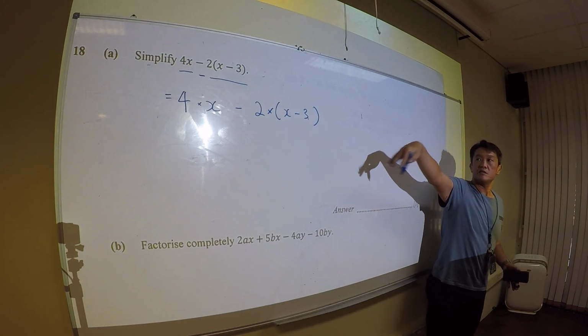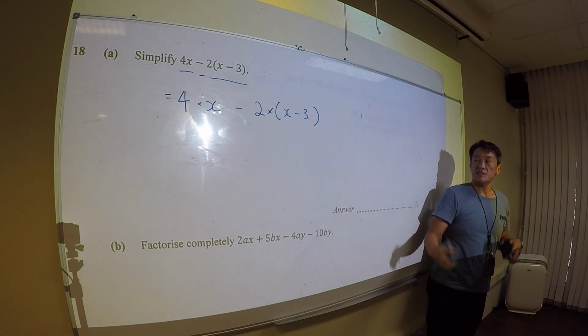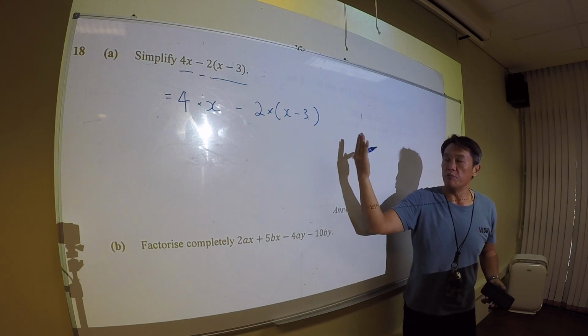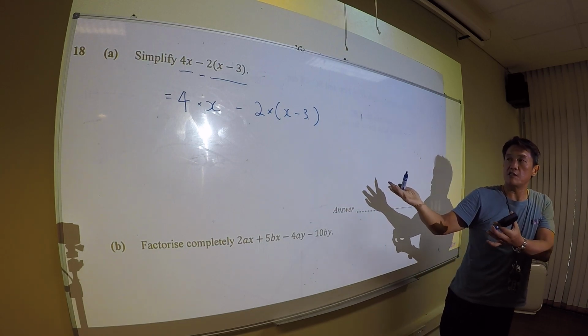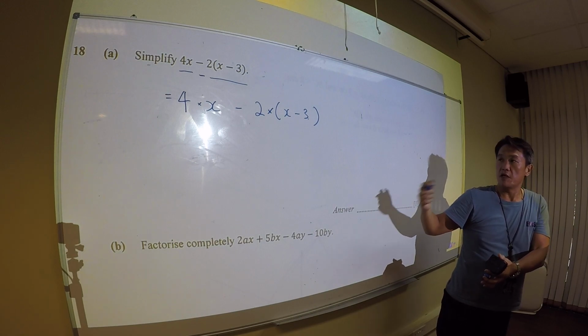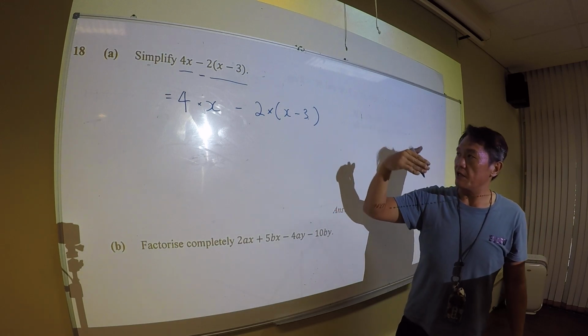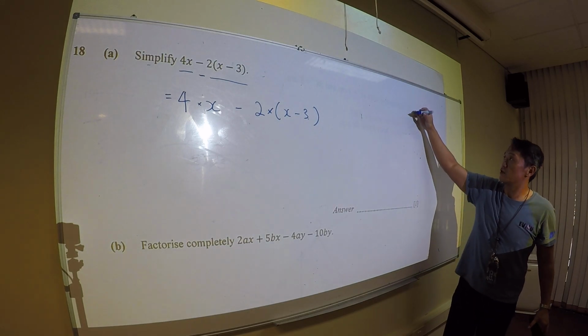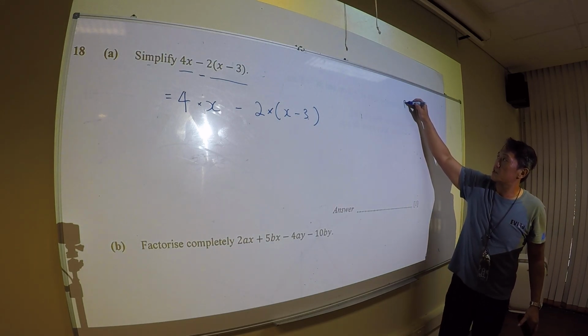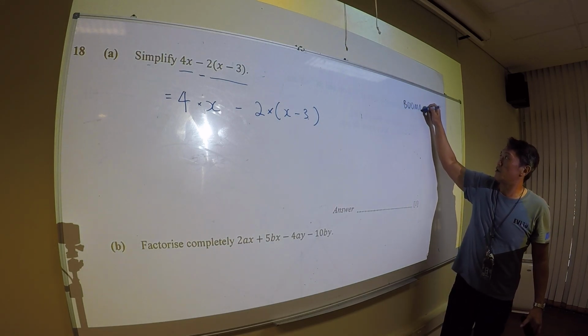This is what it means. When they say simplify, they just want you to remove the bracket and to make the thing look simple. Okay? So going back to primary school maths, your BODMAS, do what first?